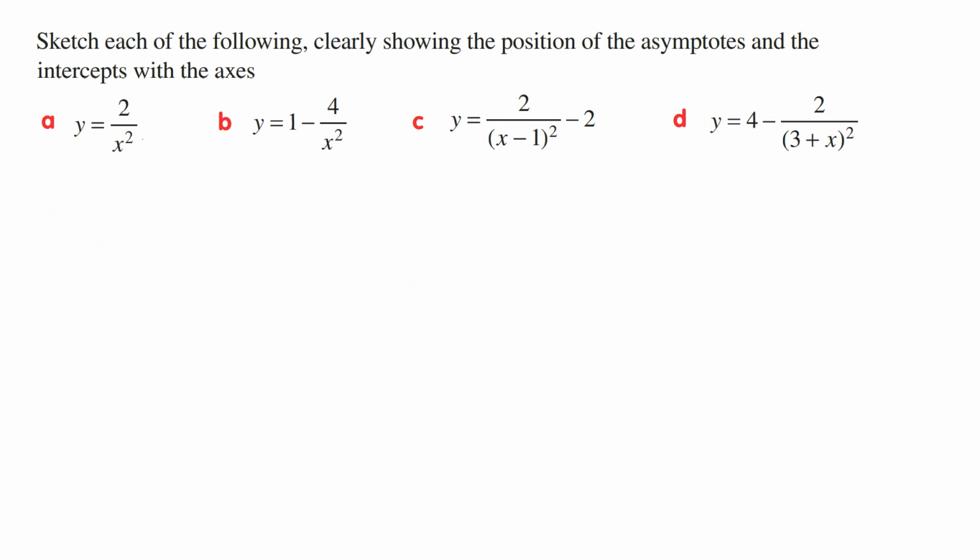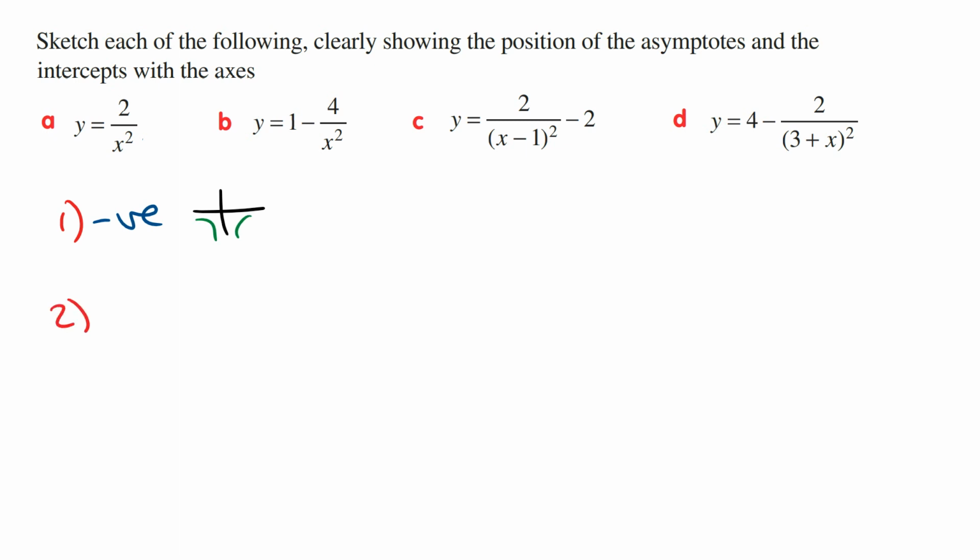Part B, y is equal to 1 minus 4 on x squared. And so for step 1, we need to determine whether this is a positive or a negative Truncus. And so looking at the rule, we've got a negative in front of the fraction part, and so we know that this is going to be a negative Truncus. And so its graph is going to be in the third quadrant and in the fourth quadrant.